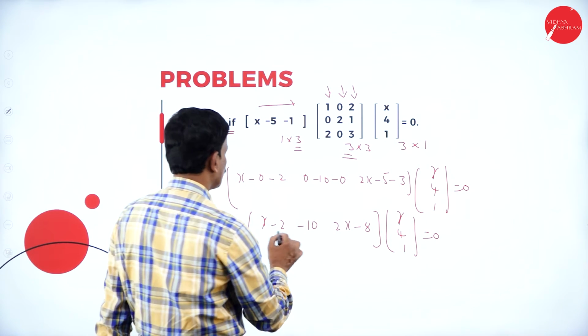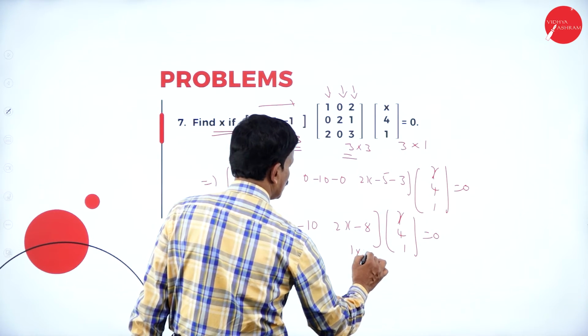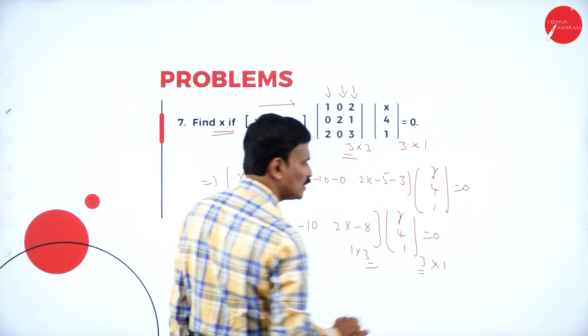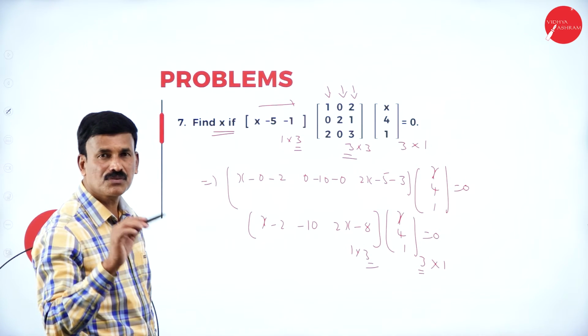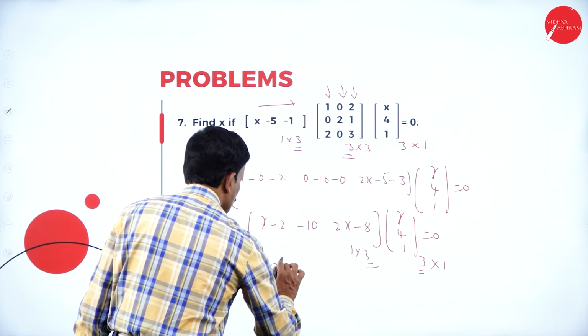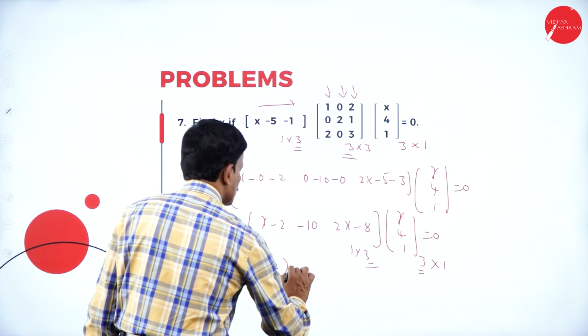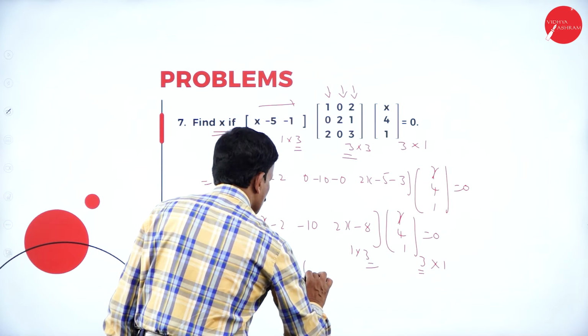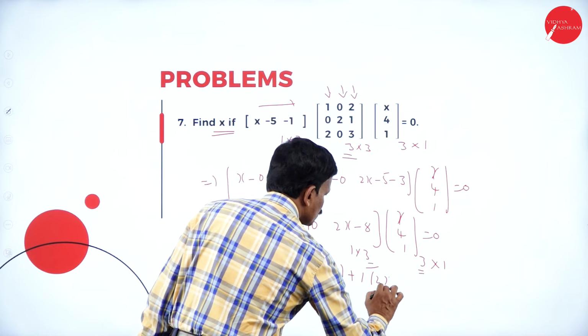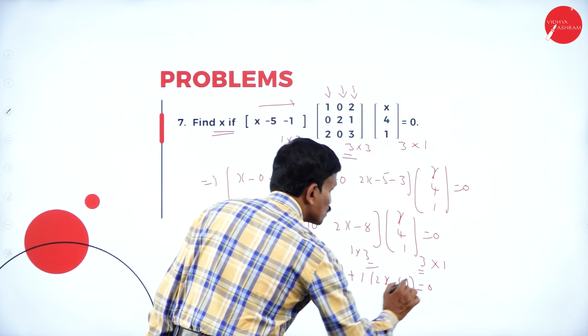Now, check what is the order for this. This contains 1 row and 3 columns. This contains 3 rows and 1 column. Since these two are equal, you are going to get a matrix of order 1 row 1 column. Multiply it. So, that is x into x minus 2 plus minus 10 into 4 plus 1 into 2x minus 8 is equal to 0.